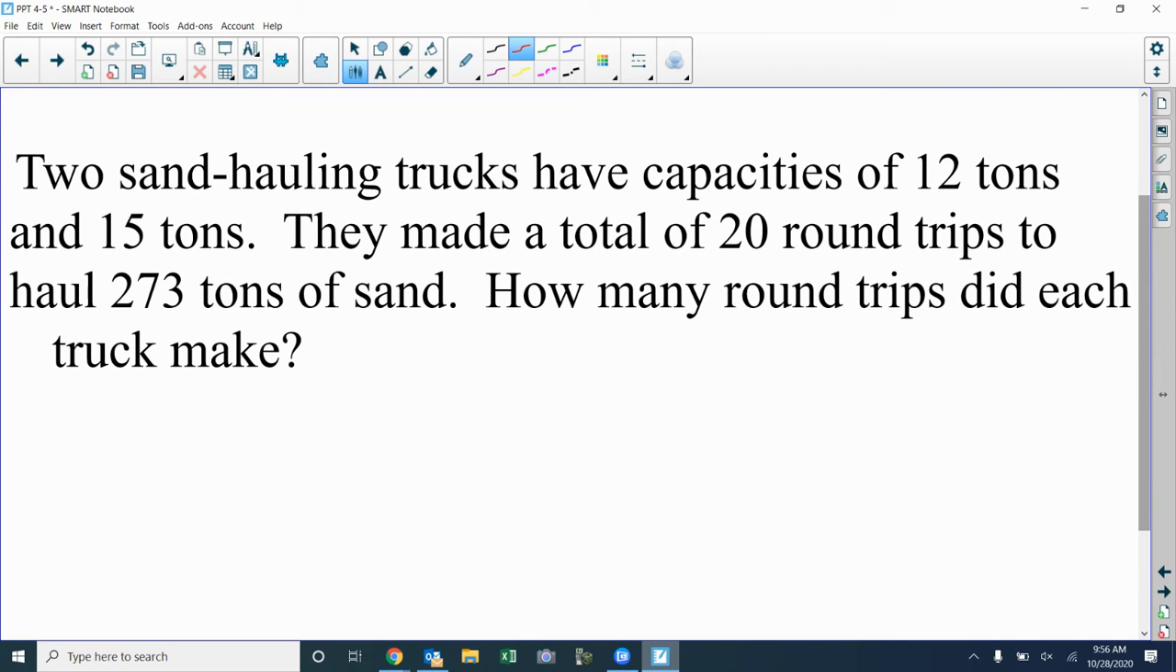2 sand hauling trucks have a capacity of 12 tons and 15 tons. They made a total of 20 trips to haul 273 tons of sand. How many round trips did each truck make? There you go. That's your Jeopardy question of the day. Okay? That's the mathematical torture question.